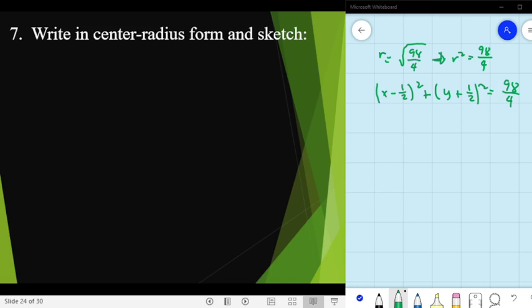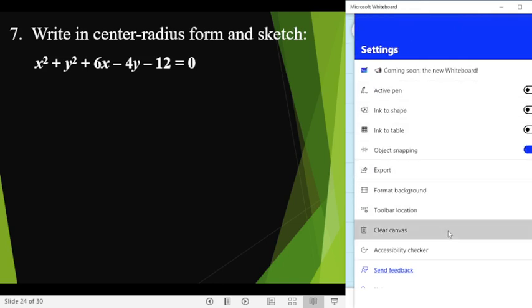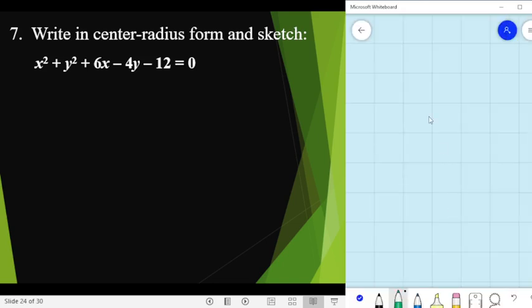Write in center radius form and sketch the graph of x squared plus y squared plus 6x minus 4y minus 12 equals 0. Okay? So what we're going to do is we have to use completing the squares. x squared plus y squared plus 6x minus 4y minus 12 is equal to 0.